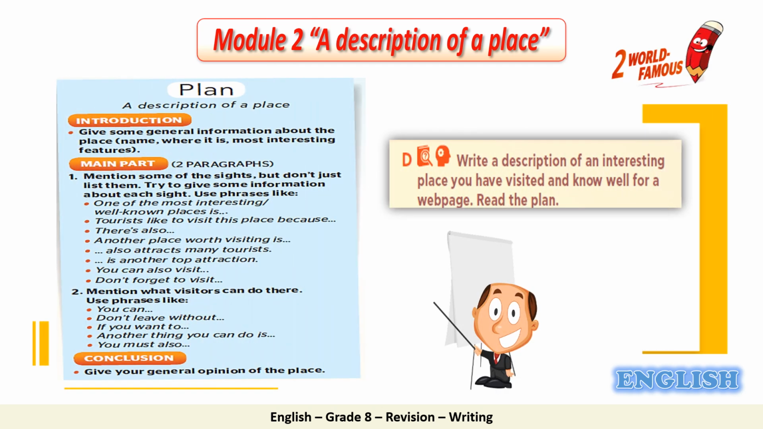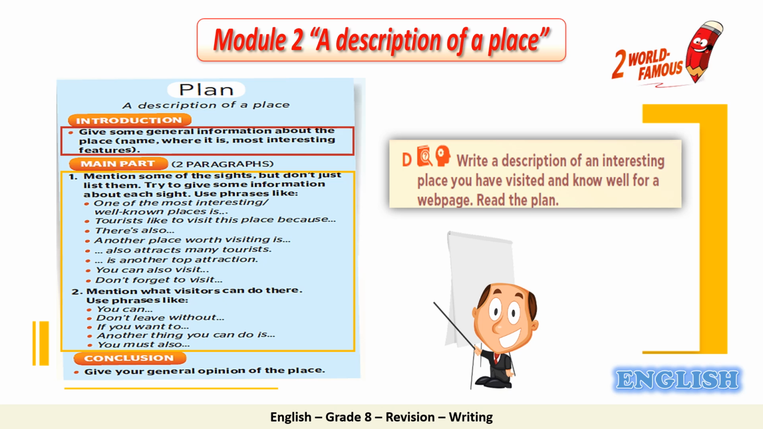Now let's read through the plan for a description of a place. As we said before, dear students, you have to start with writing an introduction, in which you give some general information about the place, its name, its location, and most interesting features. Then move to the main part and write 2 paragraphs. In the first one, mention some of the sites without listing them. Give some information about each site.